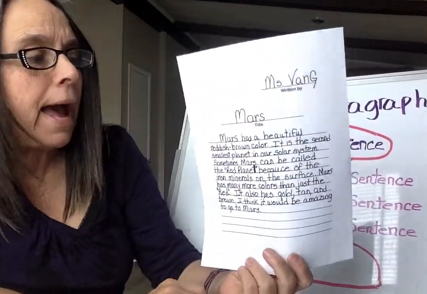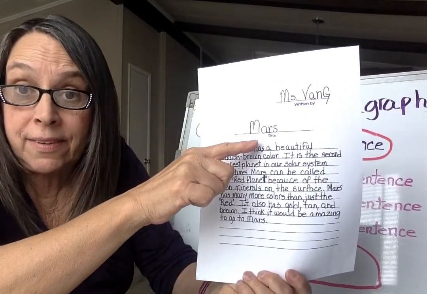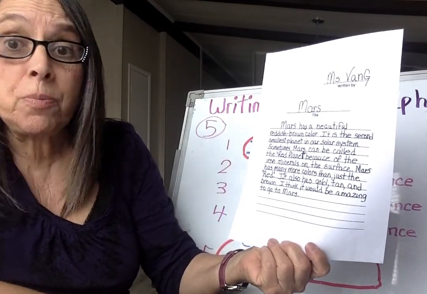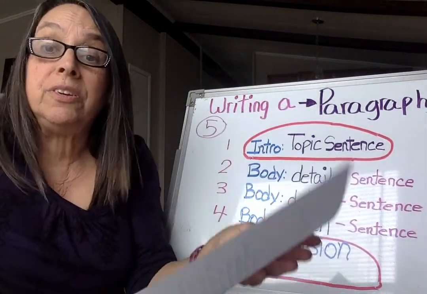That is included in the packet. I put my name up there. I put the title of the planet that I'm writing about. And then I said, Mars has a beautiful reddish brown color, topic sentence. Then I went into the detail.